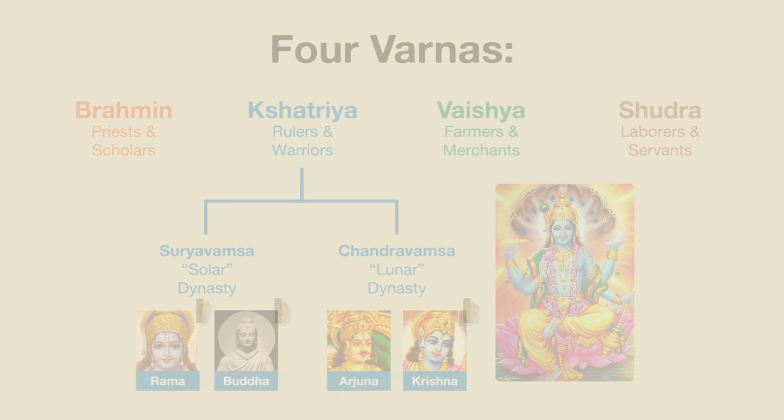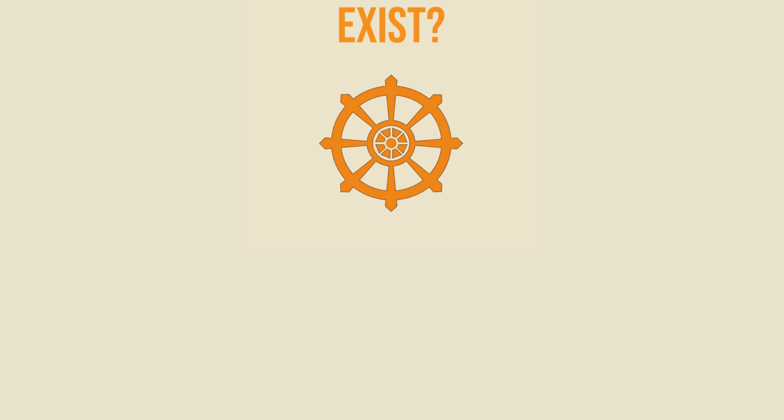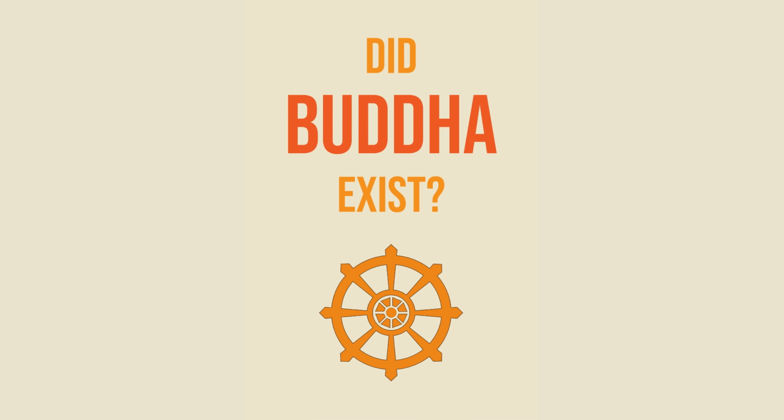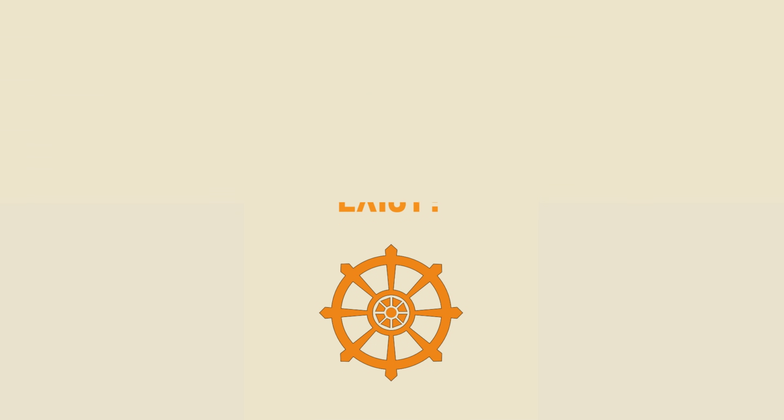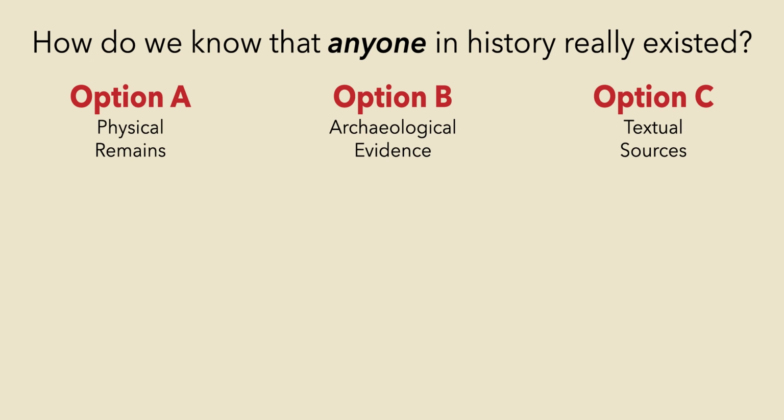Okay, now that we've discussed the various religious traditions about the Buddha, let's now address the question. Did he actually exist as a historical person? In my video about Moses, I talked about three methods that can be used to prove a person's existence. The best, of course, being physical remains.